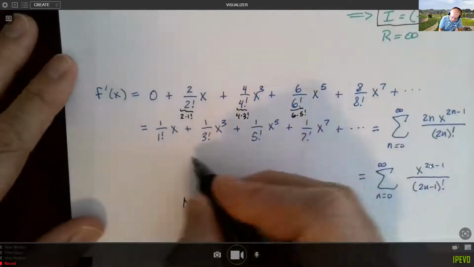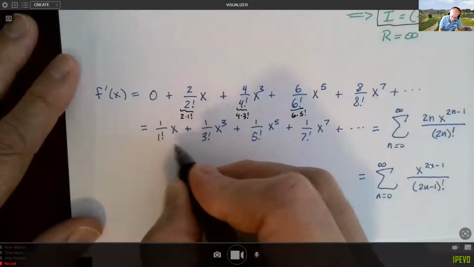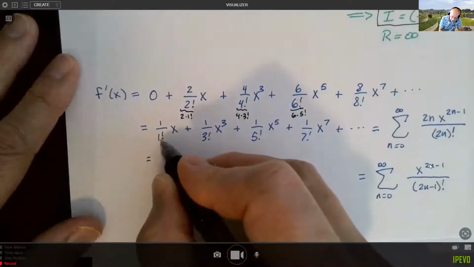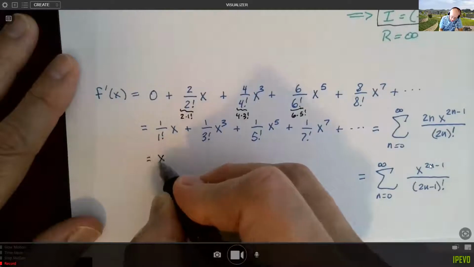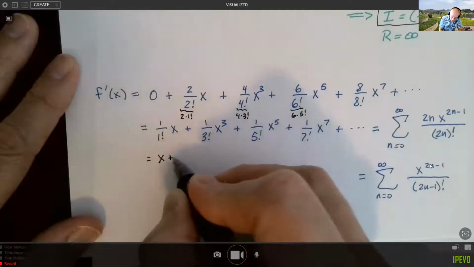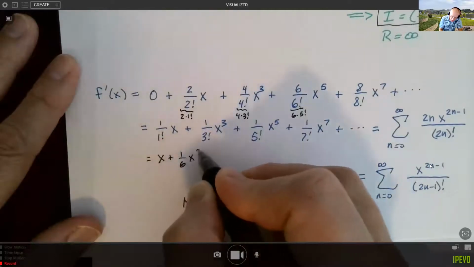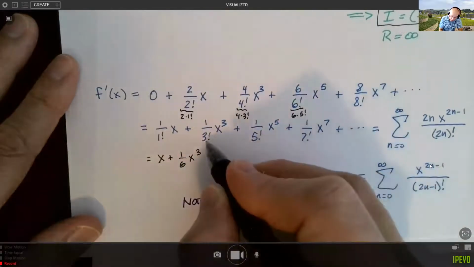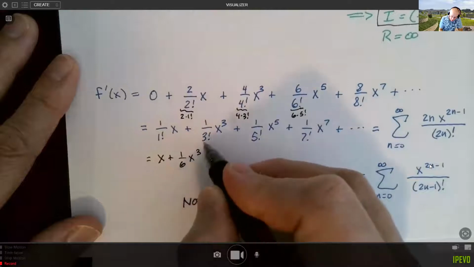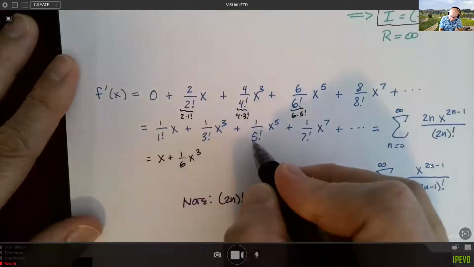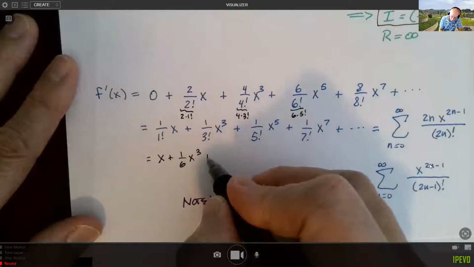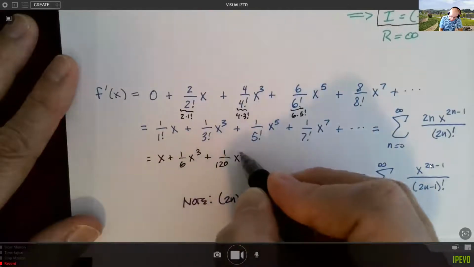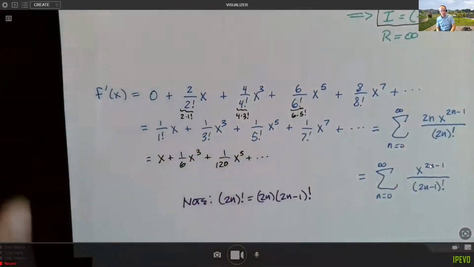So you can see it's just x to the first over 1 factorial, x cubed over 3 factorial. If you want to simplify, 1 factorial is 1, so I get x. 3 factorial is 6, I get x cubed over 6. 5 factorial is going to be what? 3 factorial is 6, times 4 is 24, times 5 is 120. And so on. If you actually want to put the numbers in, you can, but I like this way.